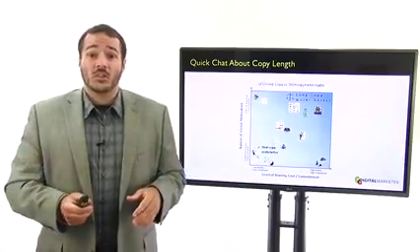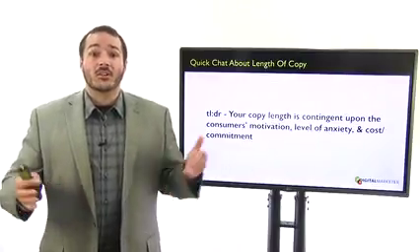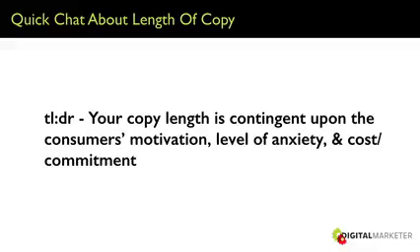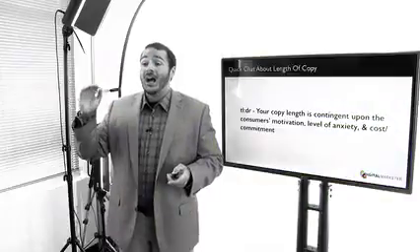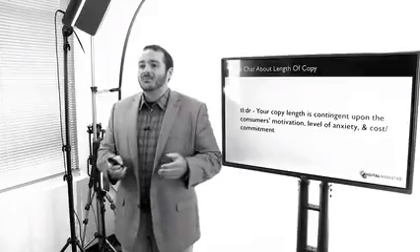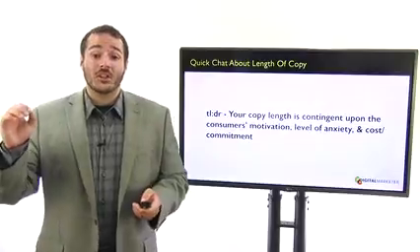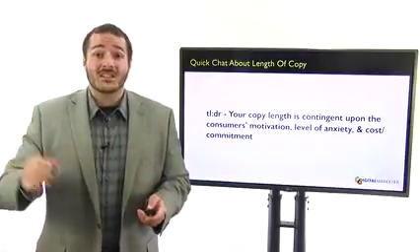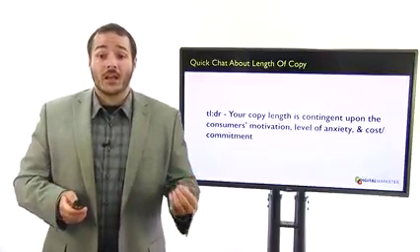But for those of you who just want me to get to the brunt of it right now, the too long didn't read: your copy length is contingent upon your consumer's motivation, the level of anxiety, and cost of commitment. So if you have, let's say, high motivation, low anxiety, and low cost, you're not going to need a whole lot of copy to persuade these people. But if you have high motivation, high anxiety, and high cost, then you're going to need a lot more copy, even though that motivation is still high, okay?